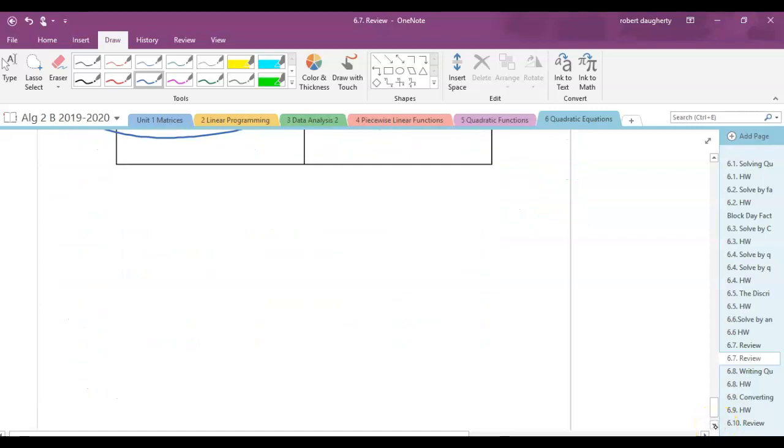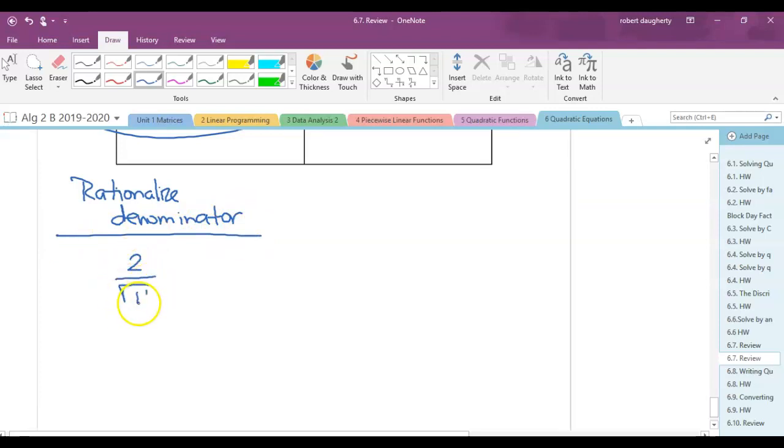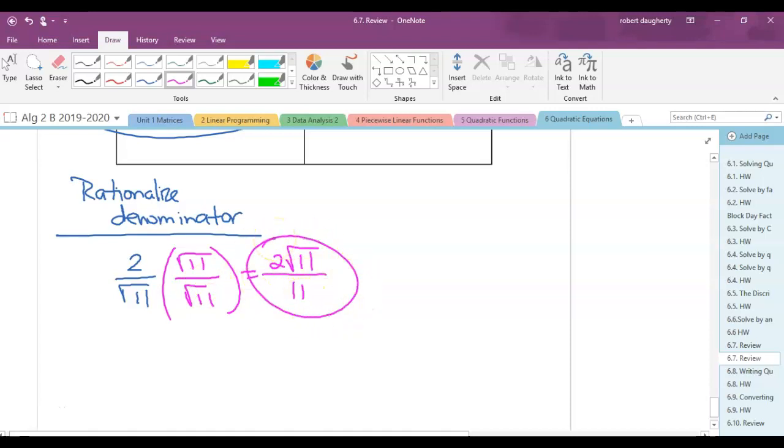Now there are a couple things that I did not see on this review. Remember we talked about rationalizing the denominator. So do not overlook this. If you see something like 2 over the square root of 11, how can you write that where there are no square roots in the denominator? Well, you can multiply it by the square root of 11 over the square root of 11, and you get 2 square root of 11 over 11 as your answer, okay? I've rewritten this where there are no square roots in the denominator.